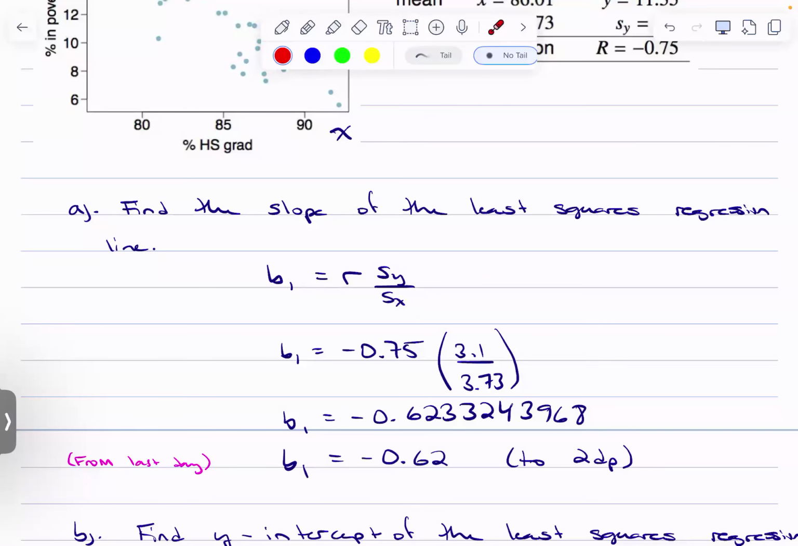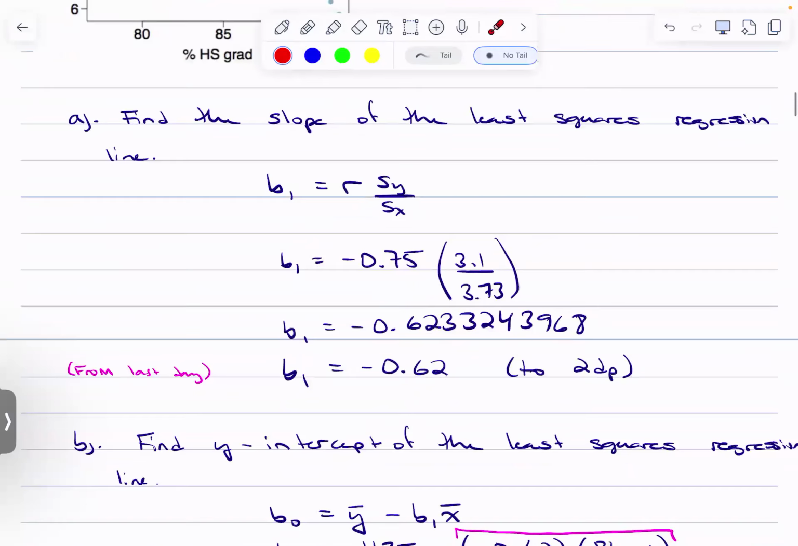Find the slope of the least squares regression line. Well, I give you the information, and so you just plug it in, and we found that the slope was negative 0.62 if we round to 2 decimal places.